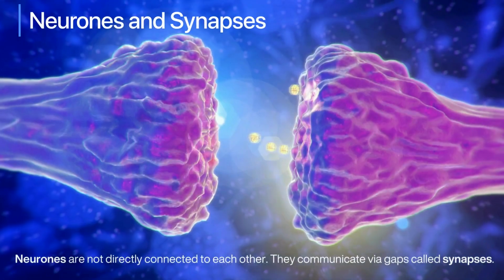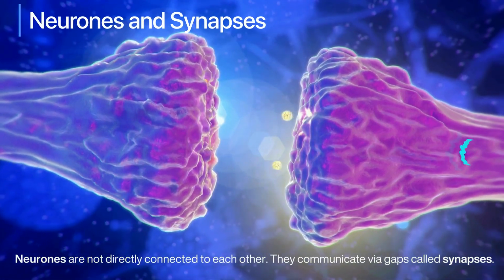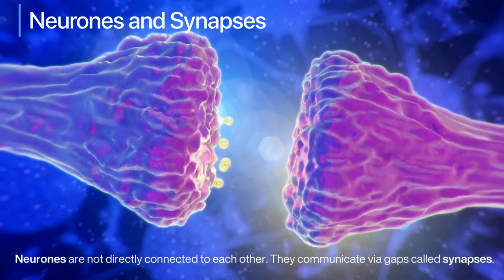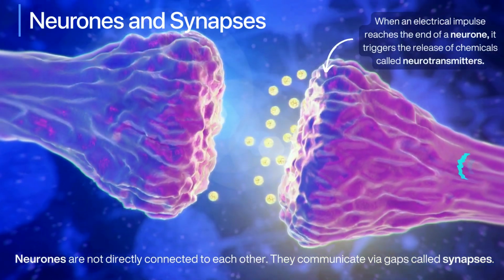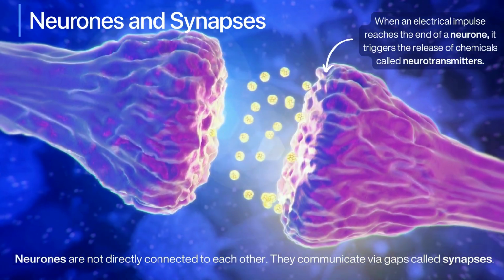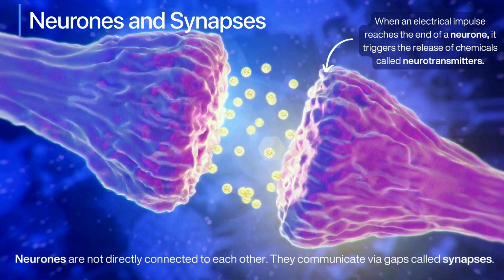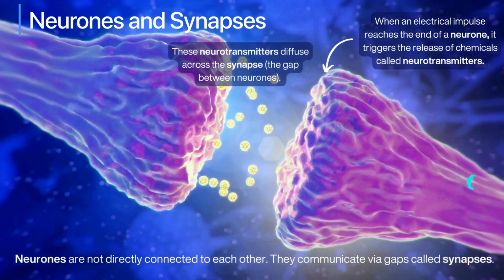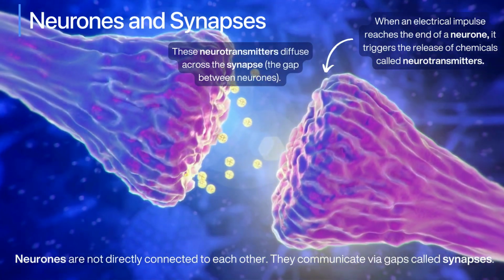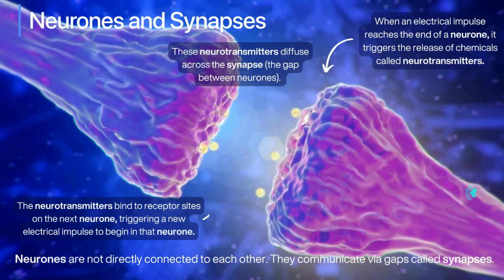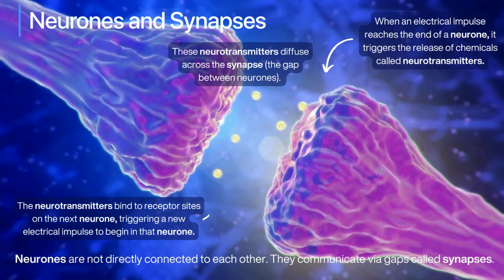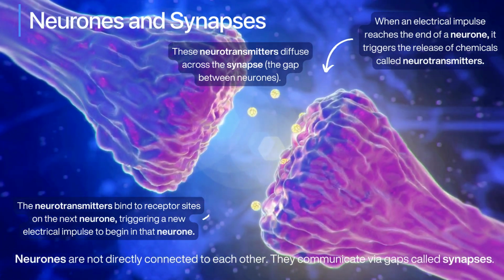Neurons are not directly connected to each other. They communicate via gaps called synapses. Here's how the signal travels across a synapse. When an electrical impulse reaches the end of a neuron, it triggers the release of chemicals called neurotransmitters. These neurotransmitters diffuse across the synapse, the gap between neurons. The neurotransmitters bind to receptor sites on the next neuron, triggering a new electrical impulse to begin in that neuron.